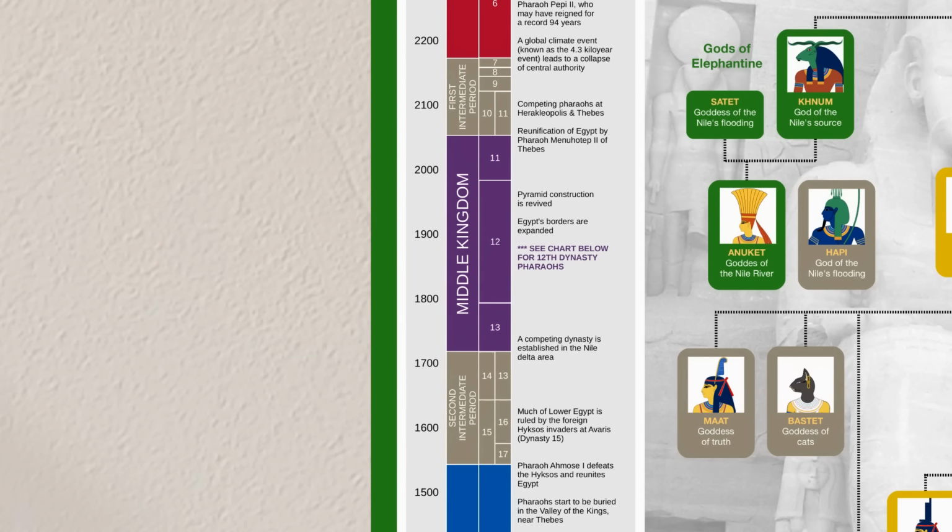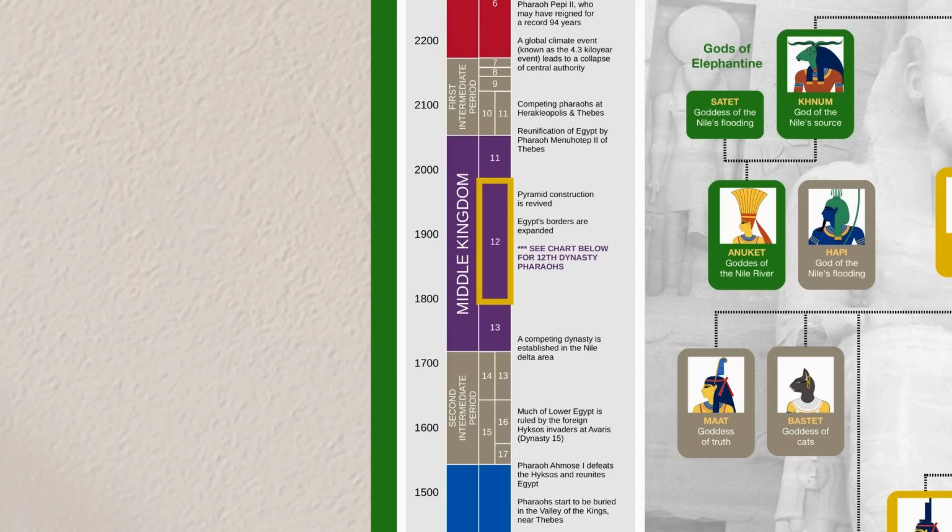But the two kingdoms were united again by a pharaoh named Menuhotep II of the 11th dynasty, and thus the Middle Kingdom was born, which lasted through to the end of the 13th dynasty. Of the three Middle Kingdom dynasties, the 12th is the most important. It was during the 12th dynasty that pyramid building resumed.